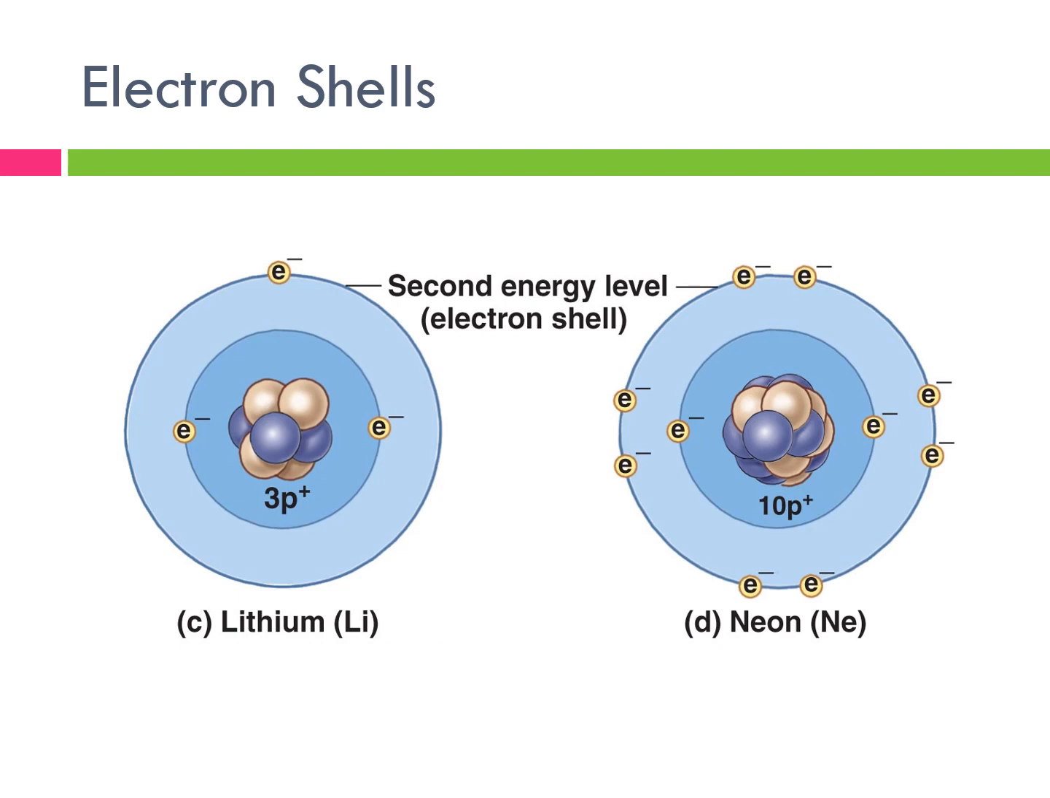So hopefully you're seeing a pattern here. If the valence shell is full, it's going to be a less reactive atom. If the valence shell is not full, the atom is going to be more likely to react.